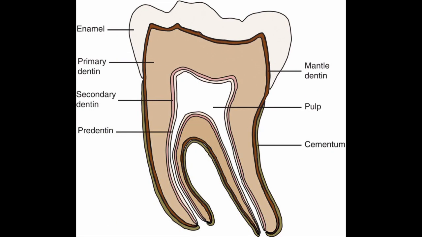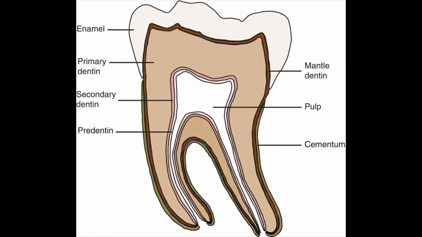So, first of all, we will talk about the general classification of dentine. Dentine is generally classified as primary dentine, secondary dentine, and tertiary dentine. The primary dentine is the dentine which is formed before root formation has completed, and it has a very well and regular arrangement of dentinal tubules.